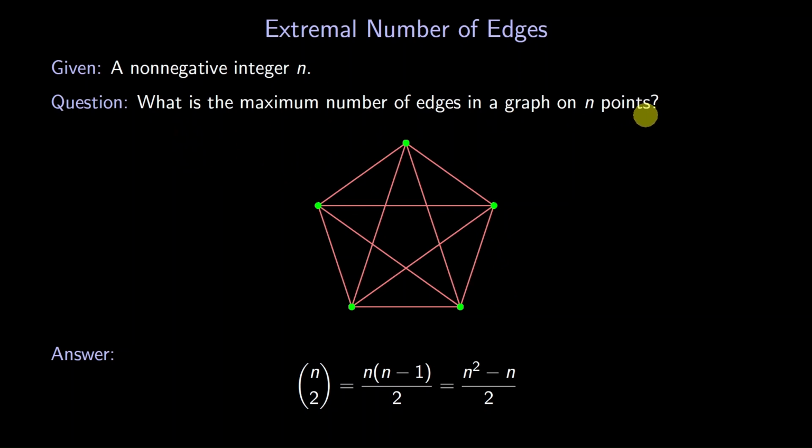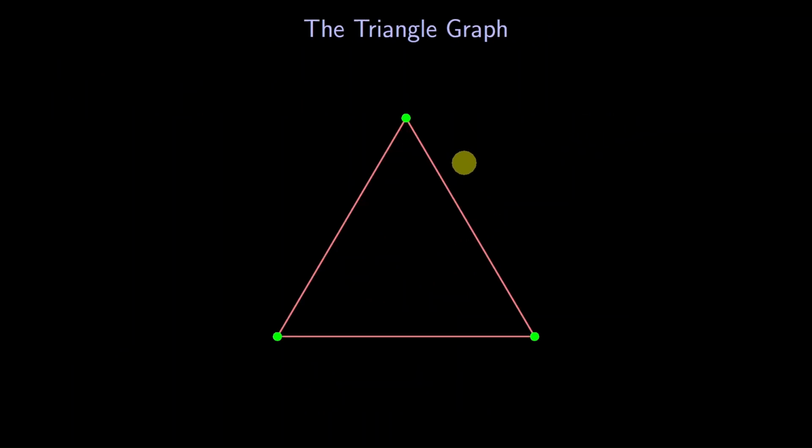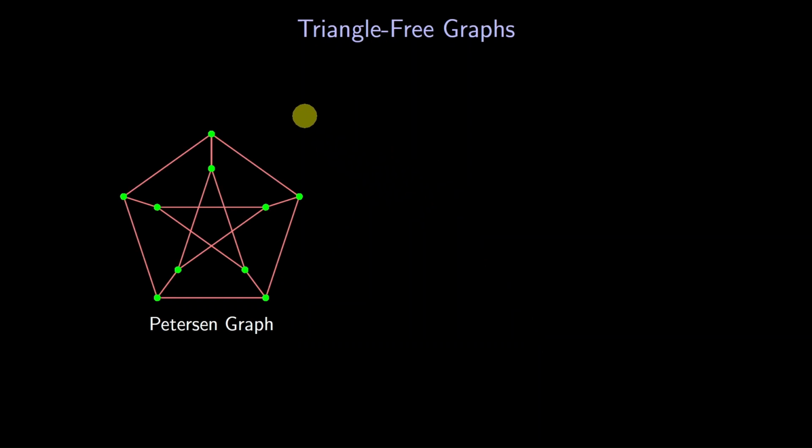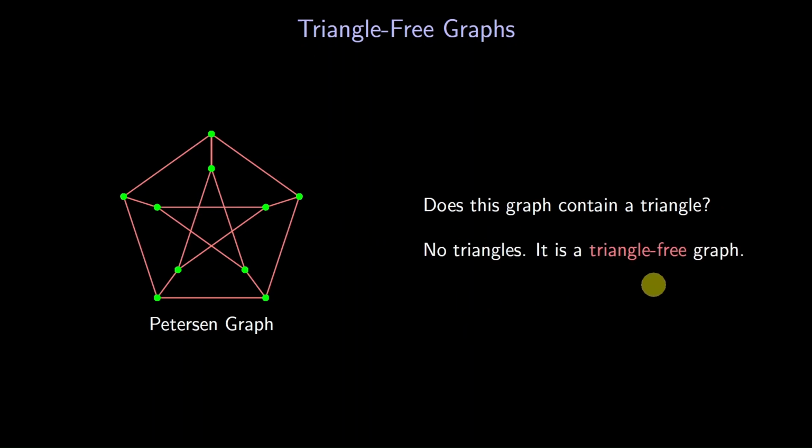To make the question more challenging, we'll place restrictions on our graph. For instance, here is the triangle graph. It's the complete graph on 3 points. Suppose we don't allow any triangles in our graph. We'll get the class of graphs called triangle-free graphs. For example, here's the Petersen graph. Does it contain any triangles? No, it's triangle-free. Now we get an interesting question in extremal graph theory.